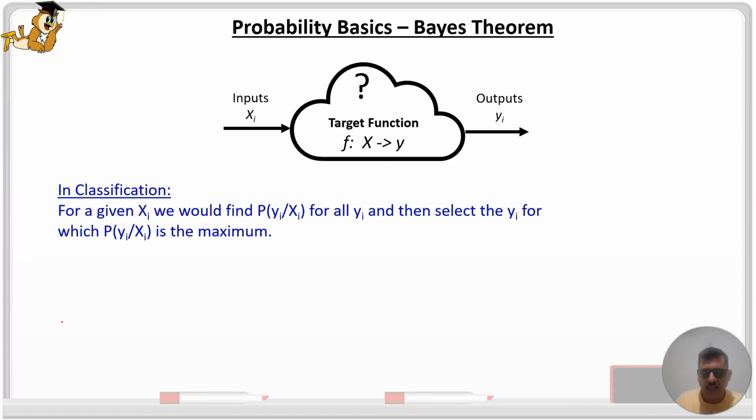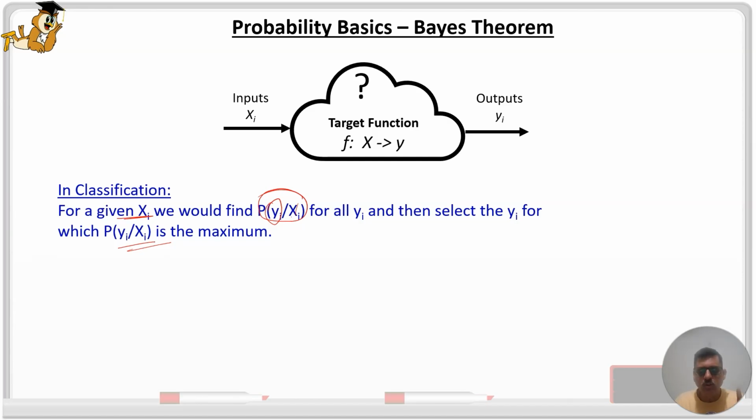The way the classification would work in terms of conditional probabilities is that for a given xi, we would find the conditional output probabilities for all classes given that input, because you are given that input, right? I mean, quite obviously. And you are trying to determine the conditional probability of each output class given that input, and then select the one that has the maximum probability.